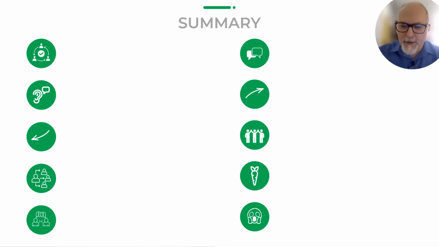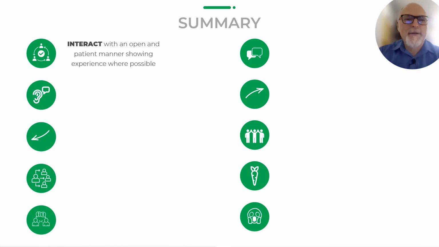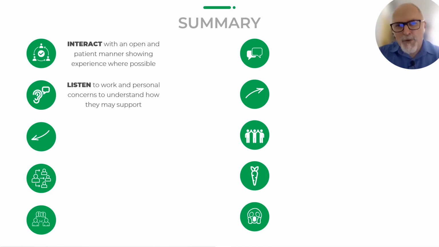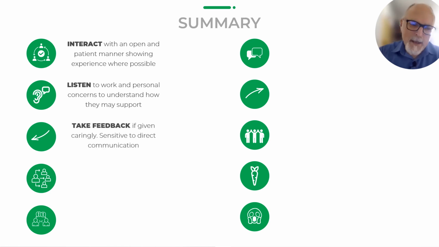So let's take a look at our 10 points for the high S factor. Interaction: very open. They'll be very patient. They won't necessarily be extremely extrovert, but they will talk about their experiences. As we said earlier, great listeners, and they'll listen to both work aspects and personal aspects because they want to understand how they can support you. The feedback, if it's given in a caring way, if it's given in an empathetic way, they'll be fine with that. Direct communication might not work so well.